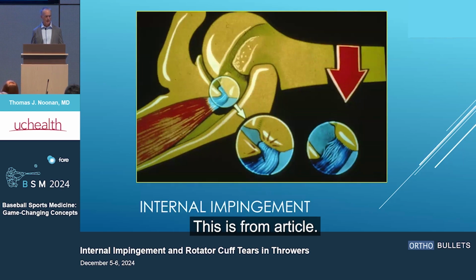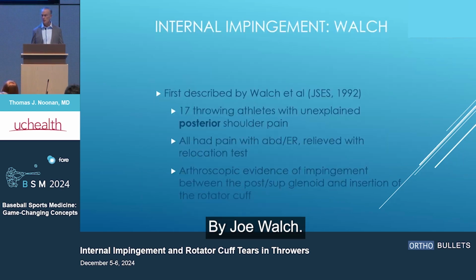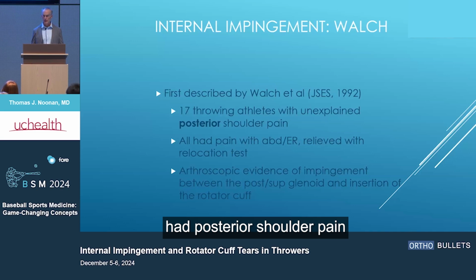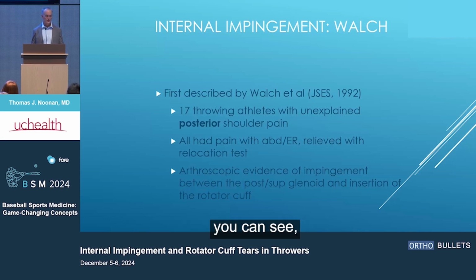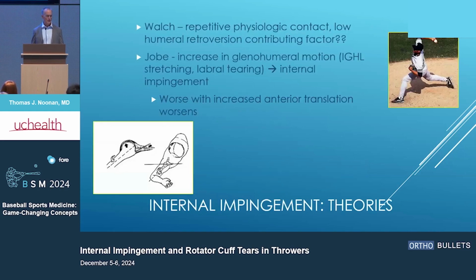This is from an article by Gilles Walsh, and he was really the one that first characterized this term. This was a paper in 1992 that described 17 throwing athletes who had posterior shoulder pain in that late cocking position, and arthroscopically you could see evidence of impingement between the glenoid and the rotator cuff.